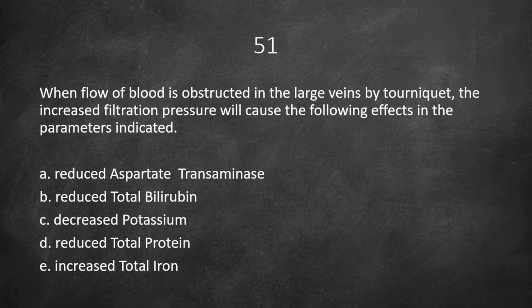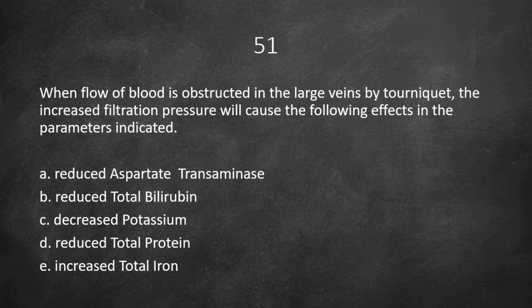When you occlude the veins for the purpose of phlebotomy, there will be hemoconcentration. When there is hemoconcentration, it usually results in an increase in the electrolytes and then some proteins. If you analyze the options here, most of them from option A to option D are saying decrease. A is saying reduce aspartate transaminase, so that will be incorrect. That will not happen when there is hemoconcentration.